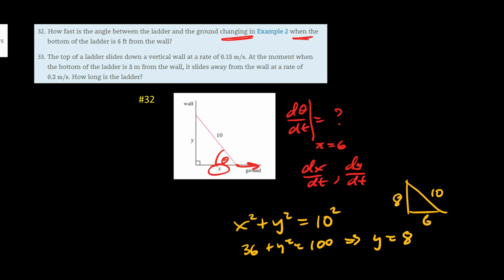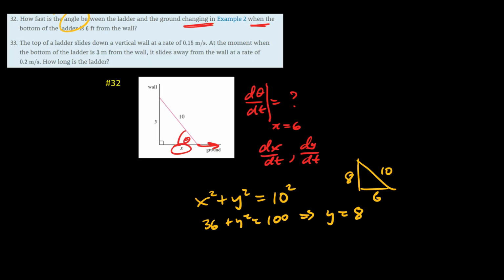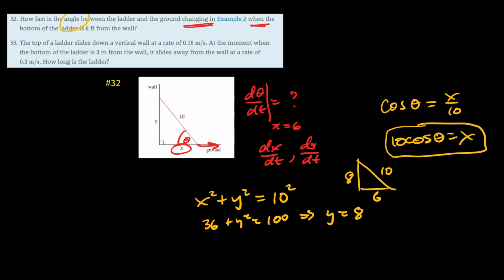So we're supposed to find how fast the angle is changing. So the angle can be related to x as, let's see, the cosine of theta is x over 10. All right, so notice what I did here. I found a relationship between the quantities that I have and the quantities that I need.